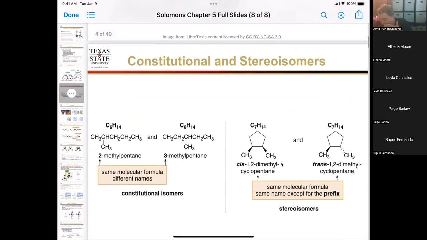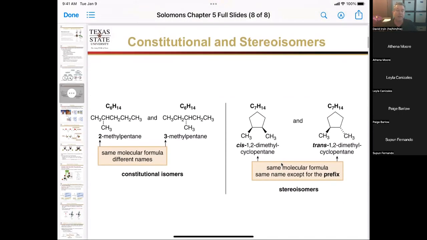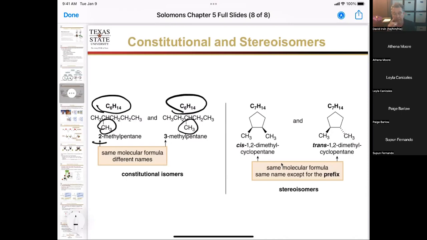Okay, so let's look at the difference between our constitutional and stereoisomers. Notice this has the same empirical formula. And the only difference is this methyl group is moved from the 2-carbon to the 3-carbon.